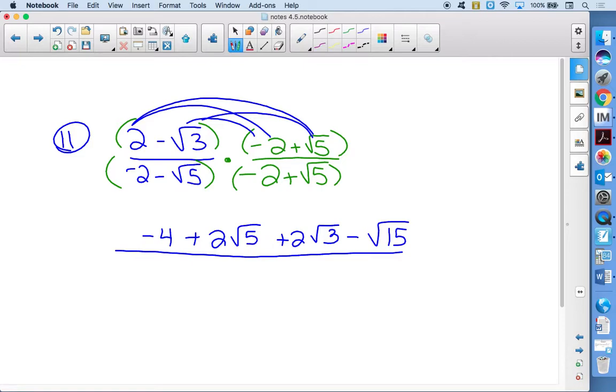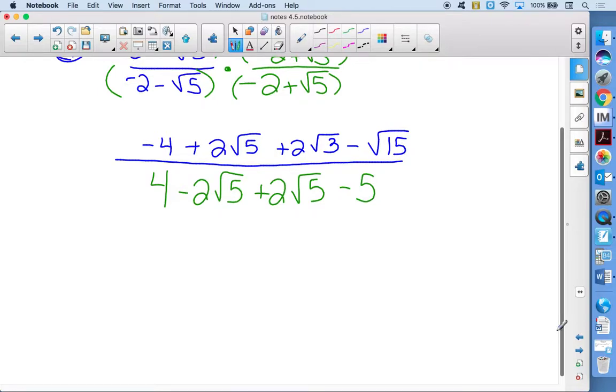So if we FOIL the bottom, we have negative 2 times negative 2, then negative 2 times the square root of 5. Remember, we just write them next to each other. Negative square root of 5 times negative 2 is positive 2 square root of 5, because a negative and a negative make a positive. And then what's negative square root of 5 times positive square root of 5? Negative 5. So these cancel. What number are you left with on the bottom? A negative 1.